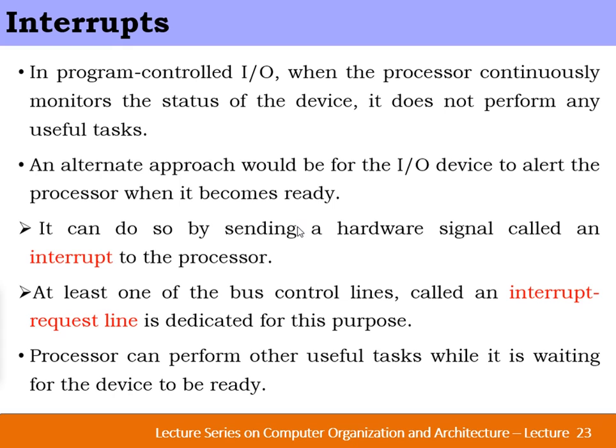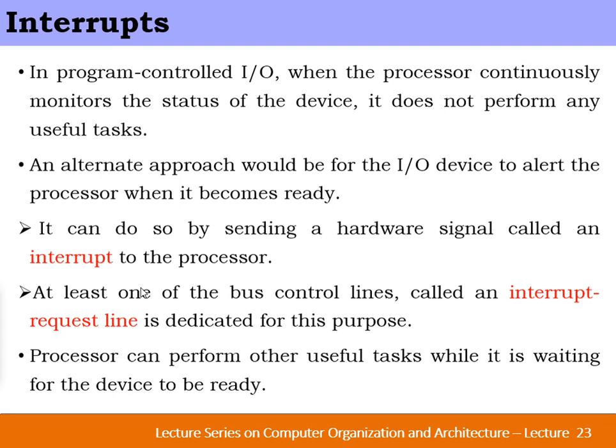The signal sent by the IO device to alert the processor as soon as it becomes ready is called an interrupt signal. This can be done by sending a hardware signal called an interrupt to the processor. So an interrupt is a signal sent by the IO device to the processor as soon as the IO device becomes ready.